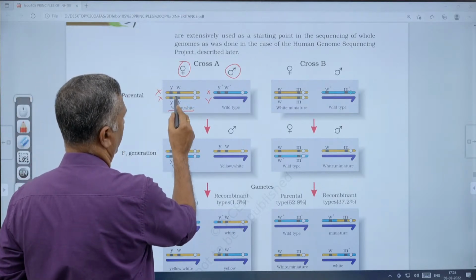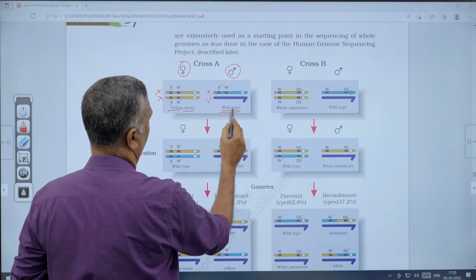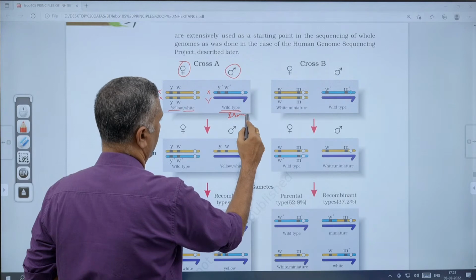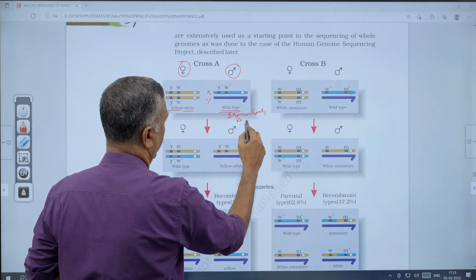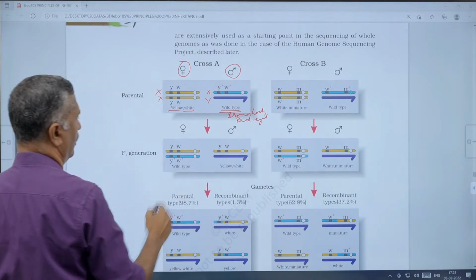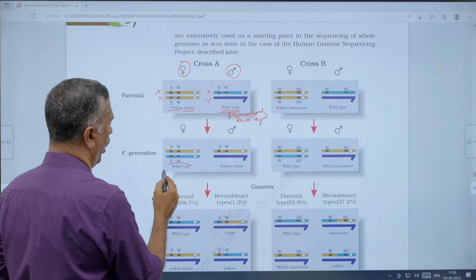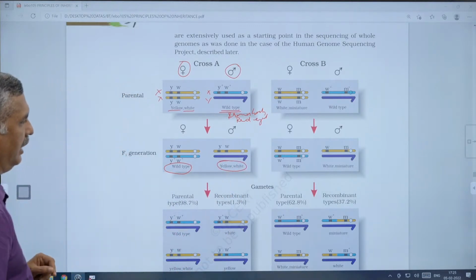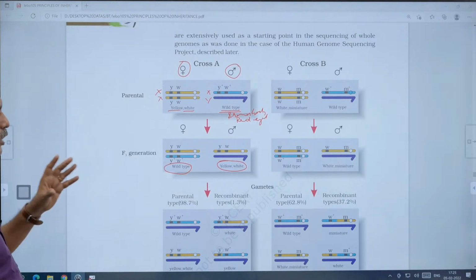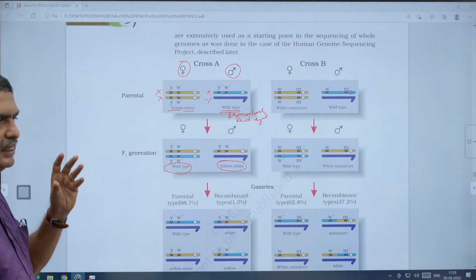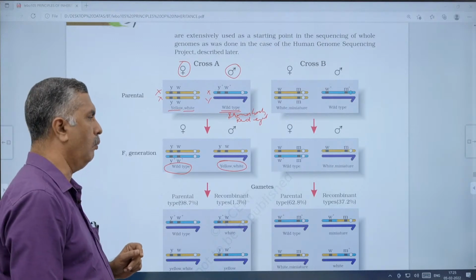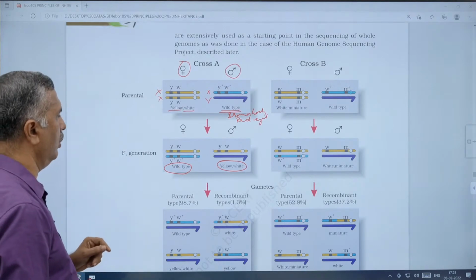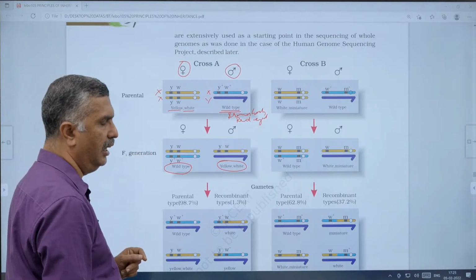Yellow body and white eye females are crossed with wild type males, meaning brown body and red eye. This is the cross. And in the F1, what do you obtain? All the females are wild type, and males are yellow body and white eye color. That clearly shows that these two characters, body color and eye color, are located on the sex chromosome, and both genes are located on the X chromosome.